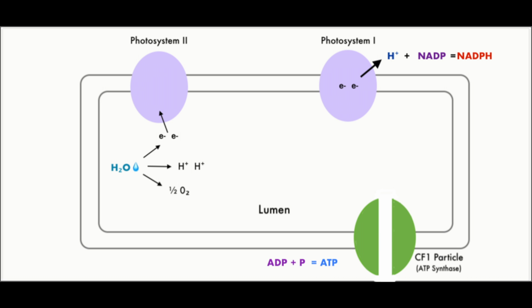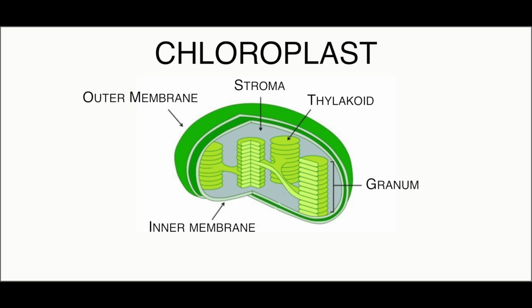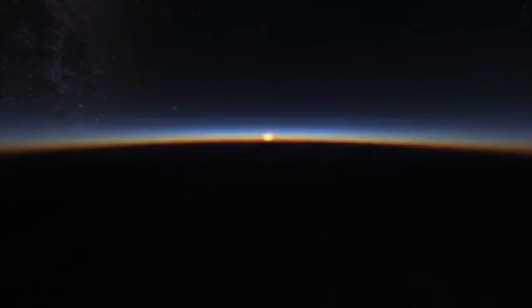ATP and NADPH then travel to the light-independent reaction in the stroma. This process takes place in the stroma and does not require sunlight energy. This process uses CO2 and hydrogen to produce sugar. The CO2 comes from the Earth's atmosphere, and the hydrogen comes from the NADPH from the light-dependent reaction. ATP is the energy that drives the cycle.